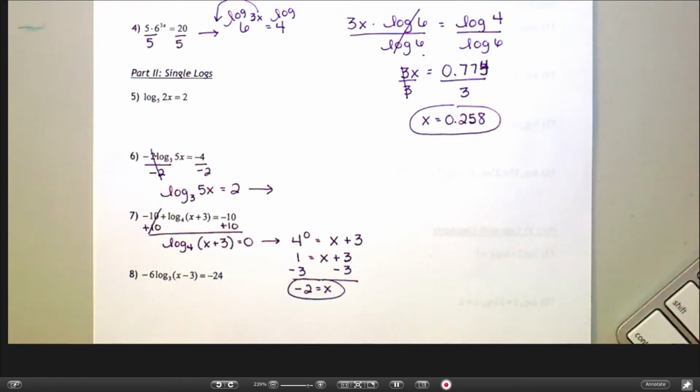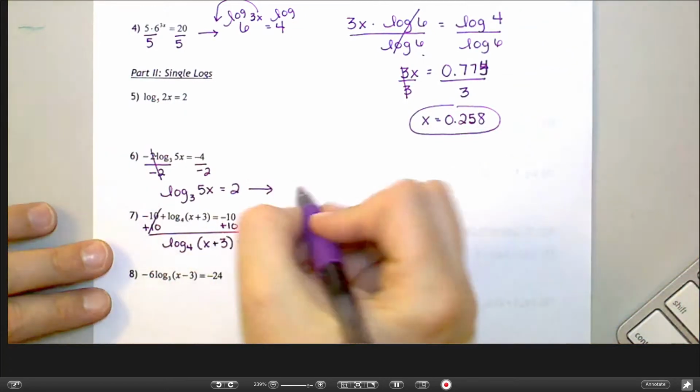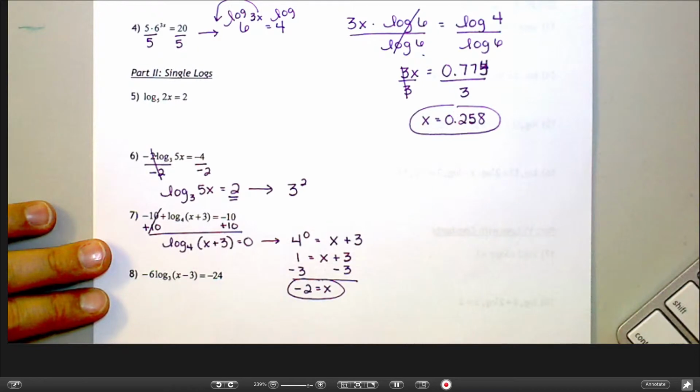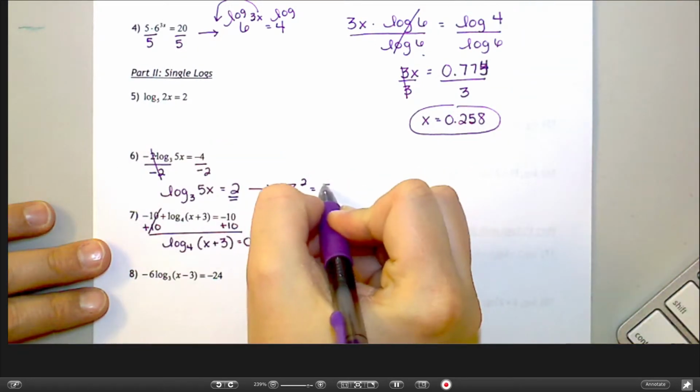Which number is the base? 3. And then you would go to the power of 2. This is always your exponent. And that's going to equal 5x.